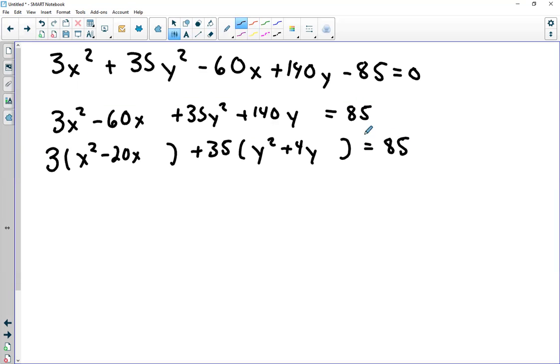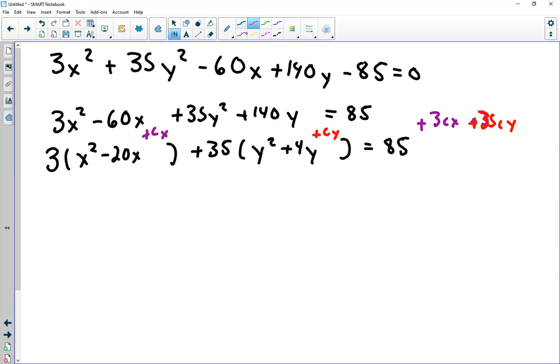Remember, you need to do plus C sub X, especially since you're not going to have colors on your test, and plus C sub Y. Remember, if I add C sub X here, I need to add 3 times C sub X. Plus 35 C sub Y. Okay, all right, so this one, negative 20 divided by 2 is negative 10, squared is 100. So that means I'm going to do plus 300 here.